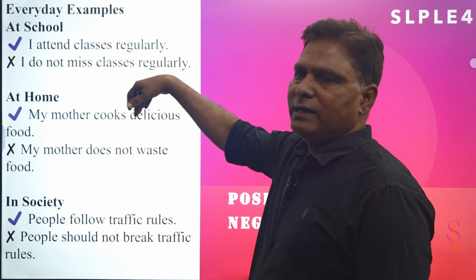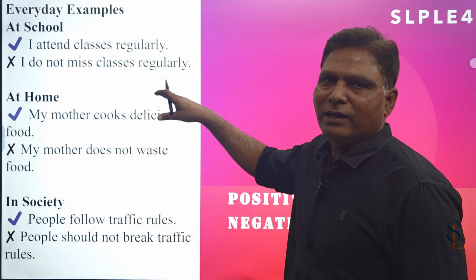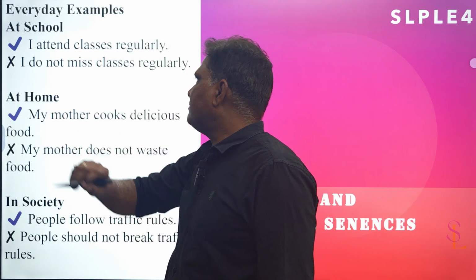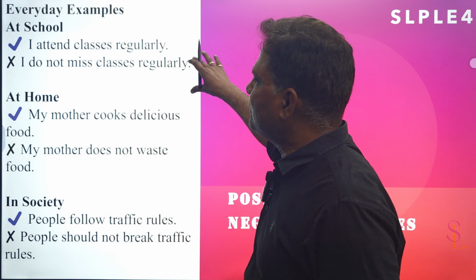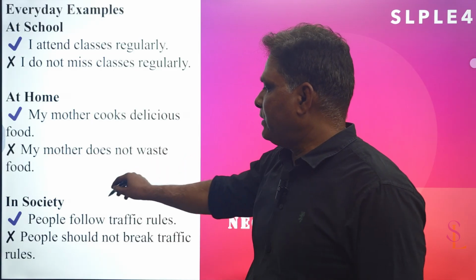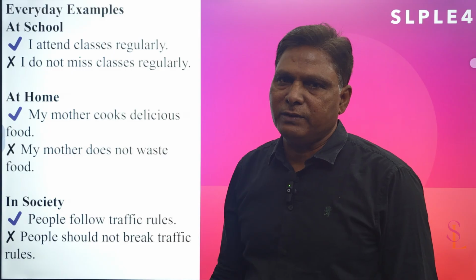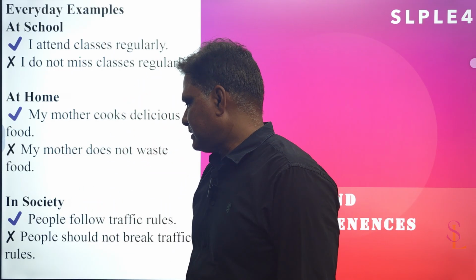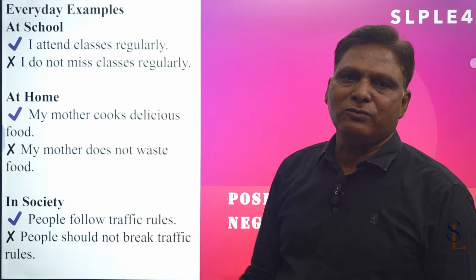So when you attend everyday examples like at school, what do you use at school? I attend classes regularly. And whenever I use I, what should be the way? I do not miss classes regularly. At home, my mother cooks delicious food. My mother doesn't waste food. We need to use everyday examples like this whenever we are talking about converting a positive to negative. In the case of society, people follow traffic rules. What should be the way? People should not break traffic rules. Negative sentence.